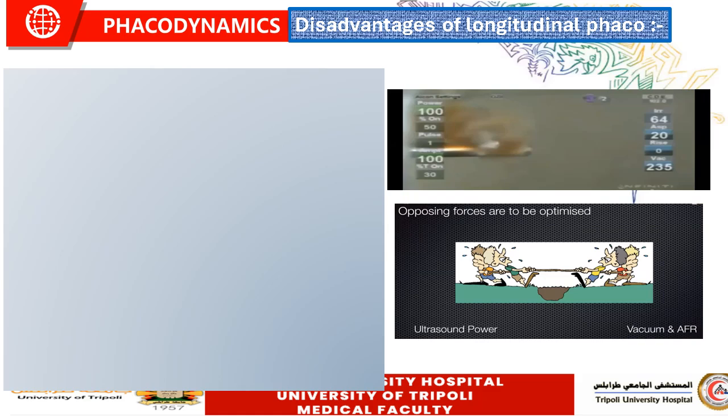So in the presence of a very hard nucleus, the longitudinal traditional phaco emulsification, whatever mode used, either continuous mode or pulse mode, is very effective in cutting and destroying the lens fragment. However, because of the disadvantages of this ultrasound and the development of new generations of ultrasound delivery systems, the use of the longitudinal traditional ultrasound is limited only to certain indications. We will speak about them later.